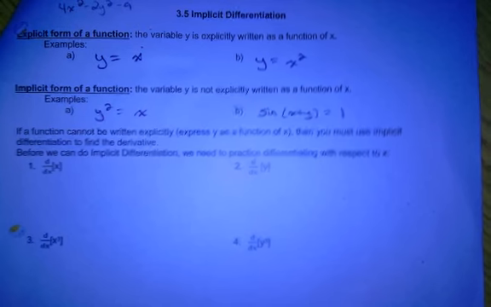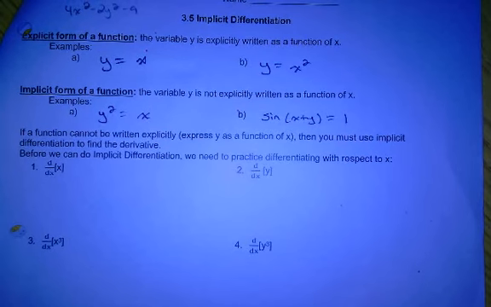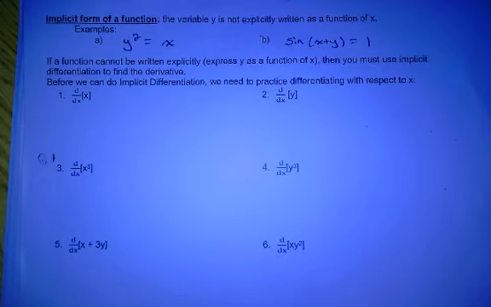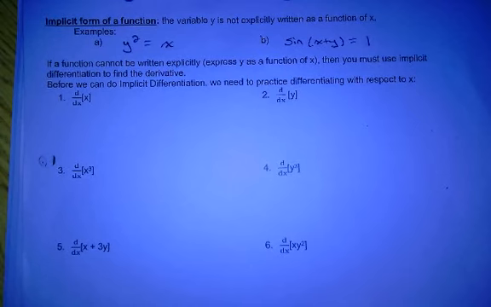This would require implicit differentiation because the y is not isolated. Now, sometimes you could isolate the y and it might totally work. This one might actually be that case. You could probably isolate this y if you had to, but let's just move on. Okay, if a function cannot be written explicitly, so you cannot express y as a function, then you must use implicit differentiation to find the derivative.